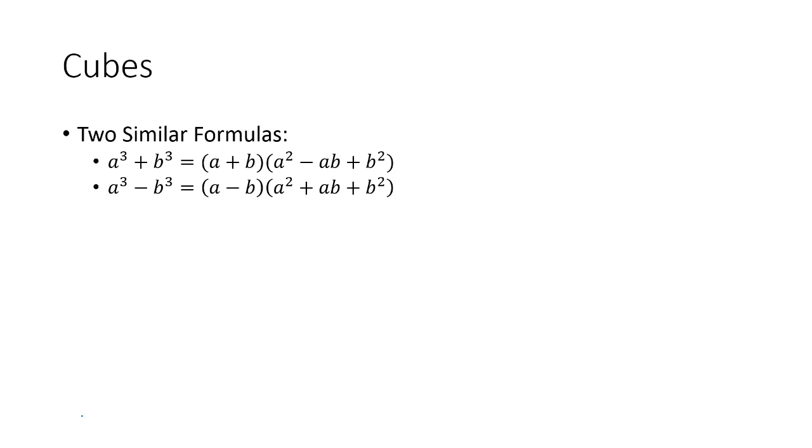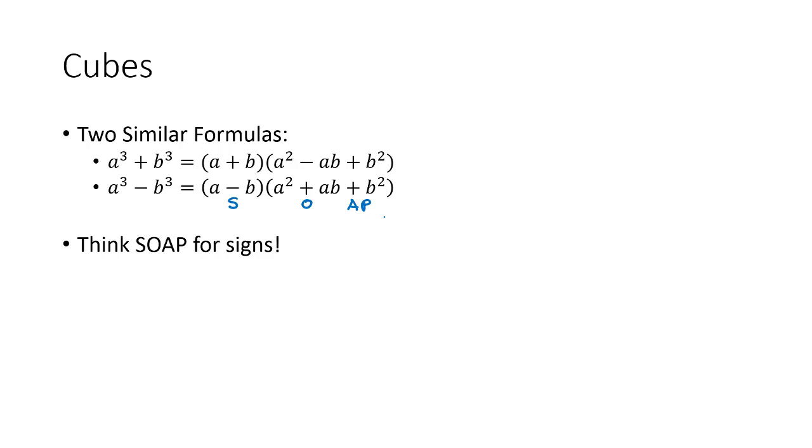We also have a formula for cubes. There's two very similar formulas, a cubed plus b cubed and a cubed minus b cubed. They both factor to something very similar. The only difference between them is the signs. And in fact, if I think about the word SOAP for the signs, S-O-A-P, I actually have one formula for both of them.